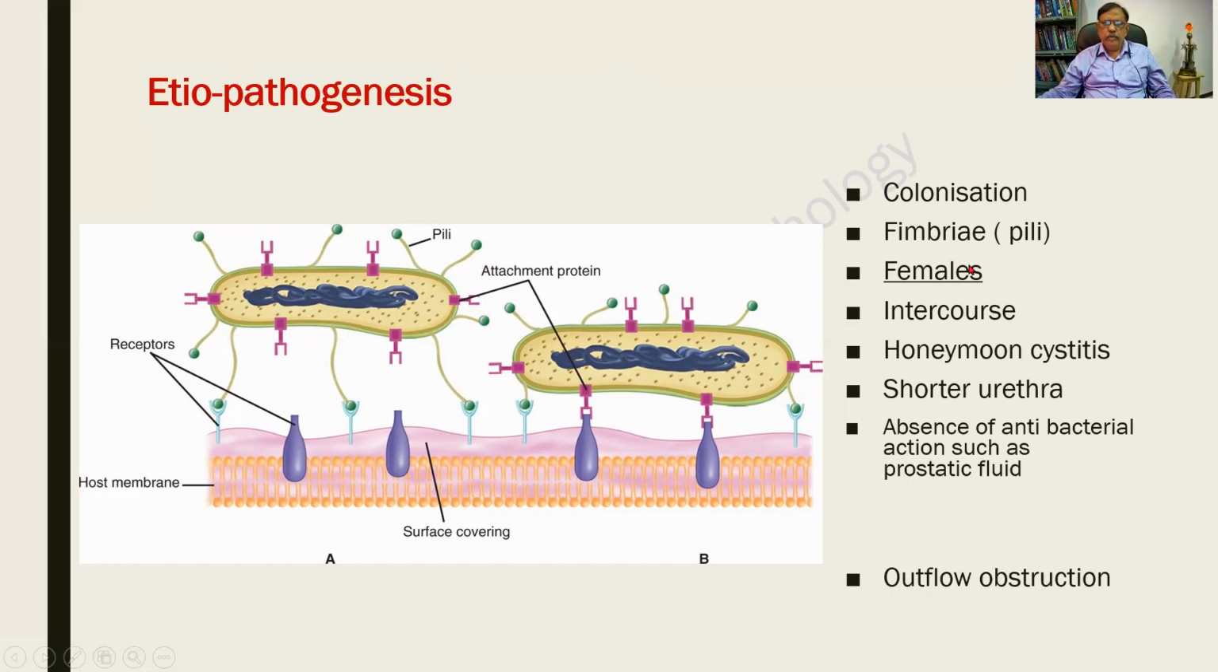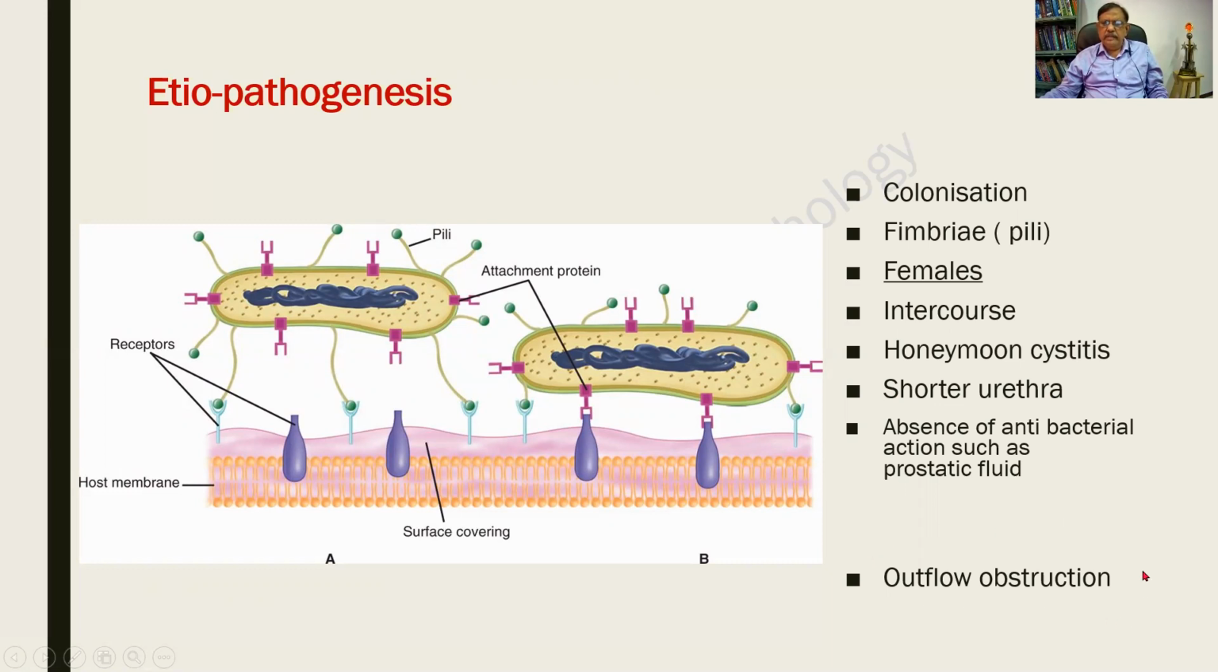Females are generally more prone to urinary tract infection and pyelonephritis because of intercourse. Second, a condition called honeymoon cystitis, in which there can be a localization of the infection. Third, the shorter urethra in females leads to greater proximity and the ascendance of infections. Also, there is an absence of antibacterial action, such as prostatic fluid, in females. So these predispose to more infections in females.